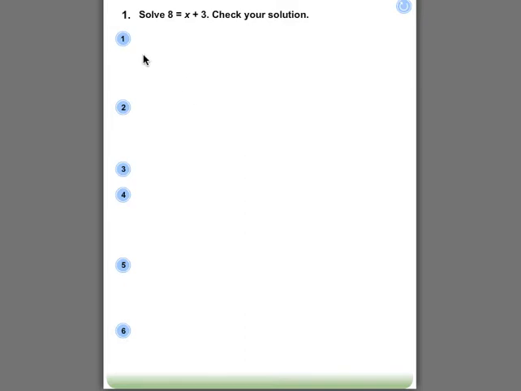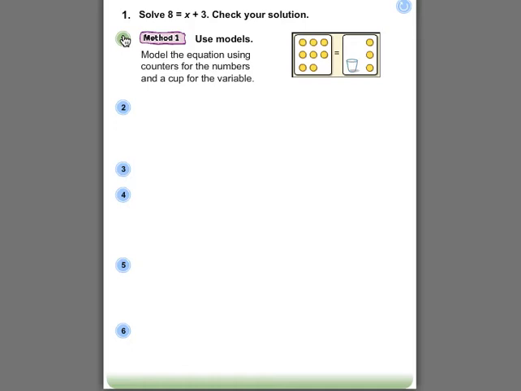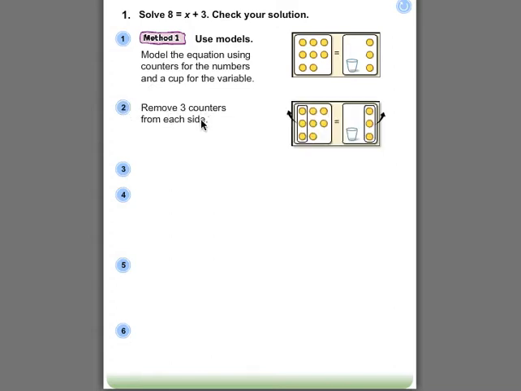So we need to solve 8 equals x minus 3, and then we need to check and see if we're right. The first method, we can use models. We're going to model the equation using counters for the numbers and a cup for the variable. So 8 counters equals 1 cup and 3 counters. We're going to remove 3 counters from each side. Then you have 5 counters and 1 cup left. There are 5 counters remaining.